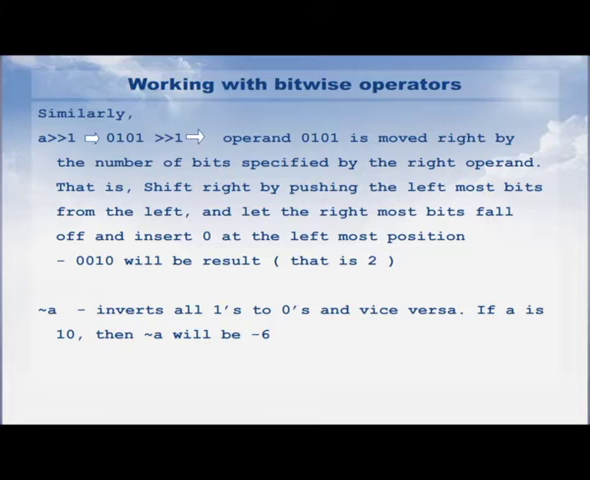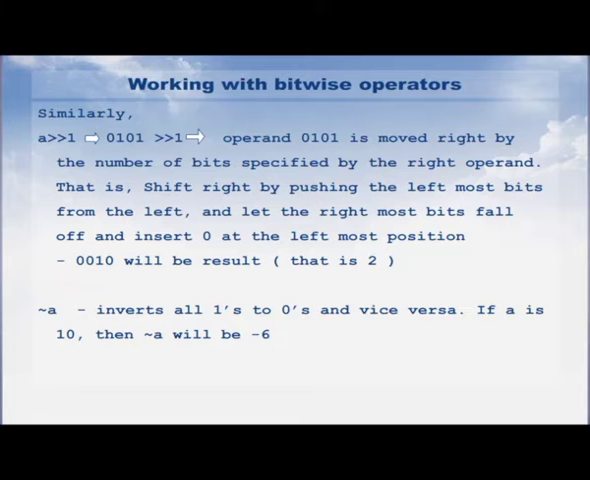So, here the operand 0 1 0 1 is moved right by the number of bits specified by the right operand, that is, shift right by pushing the leftmost bits from the left and let the rightmost bits fall off and insert 0 at the leftmost position. So, when you do right shift on A, you will get 0 0 1 0, that is 2.